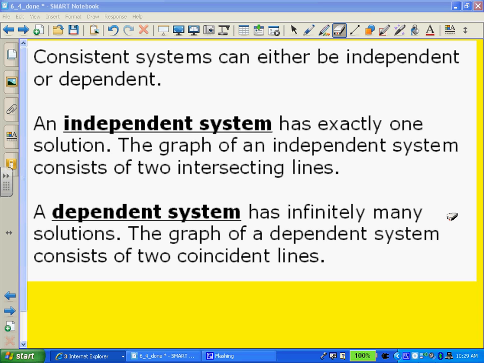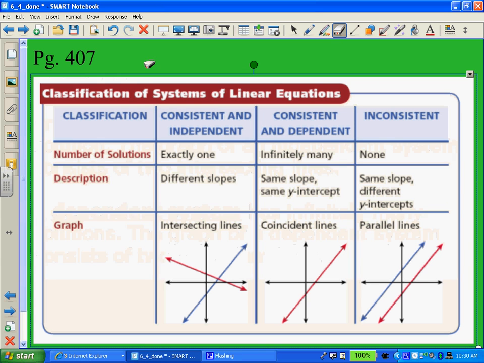Okay? So a system can be consistent and independent, or it can be consistent and dependent. But inconsistent systems are never independent or dependent. They're just inconsistent, period. Okay? So what we're going to be working on today is just classifying systems. So we won't actually be solving the system, we're just classifying it.